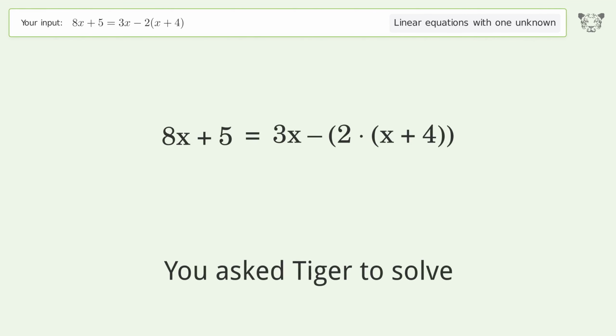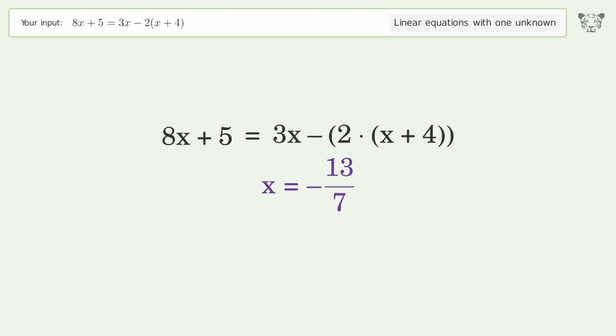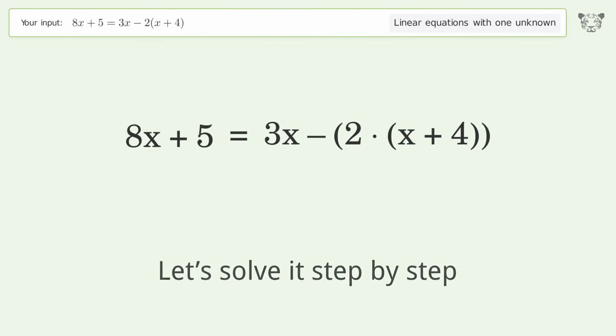You asked to solve this. It deals with linear equations with one unknown. The final result is x equals -13/7. Let's solve it step by step.